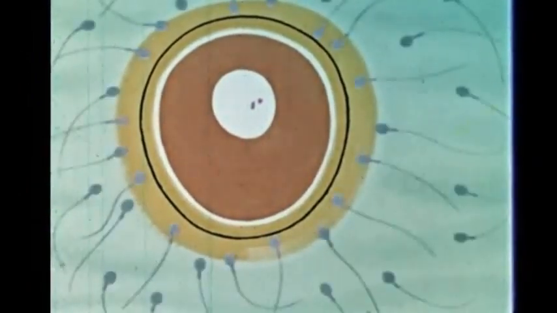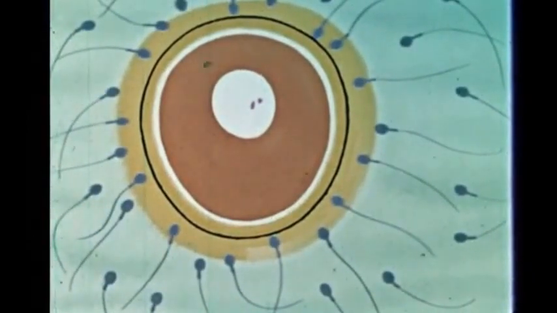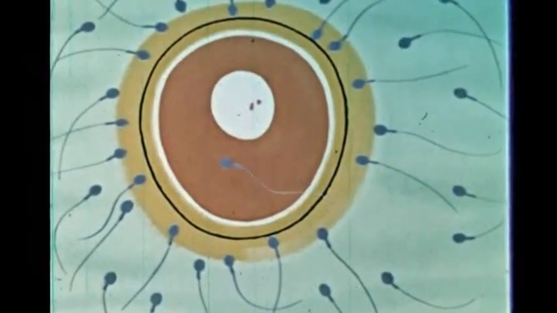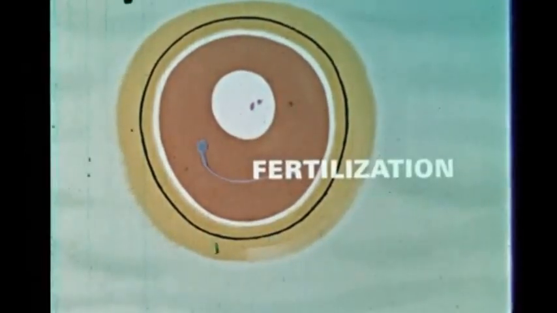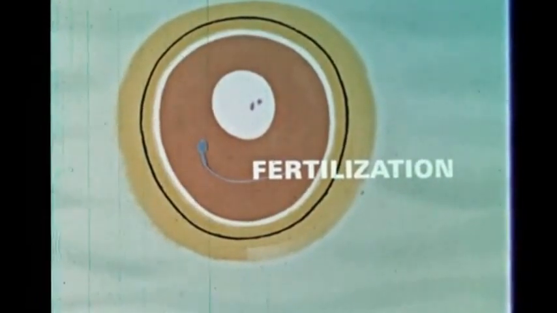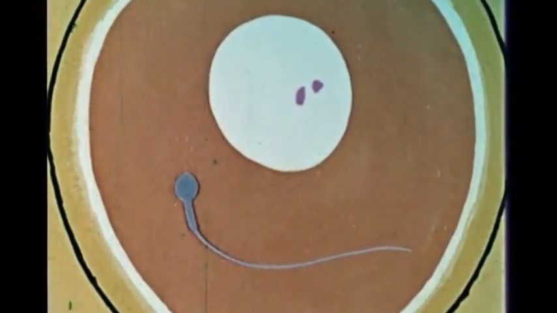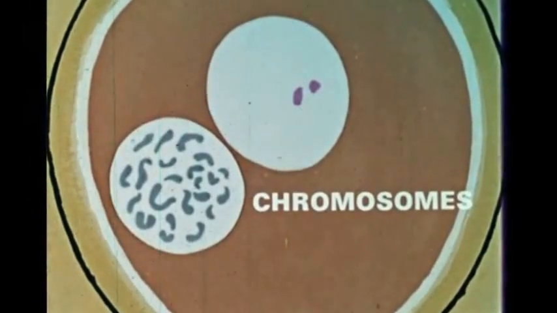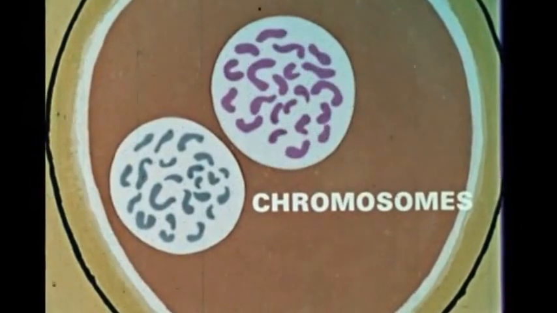Human growth begins when, during mating, millions of sperm cells are released inside the mother, and one sperm cell enters the egg. This union of egg and sperm is called fertilization. What does the sperm cell bring to the egg? The nucleus of the sperm carries 23 tiny rod-shaped units, which are the chromosomes. The nucleus of the egg cell also contains 23 chromosomes.